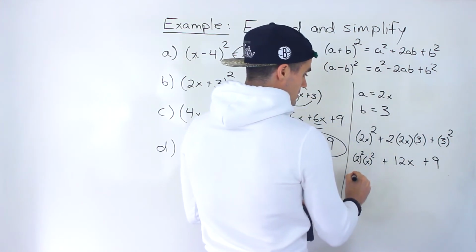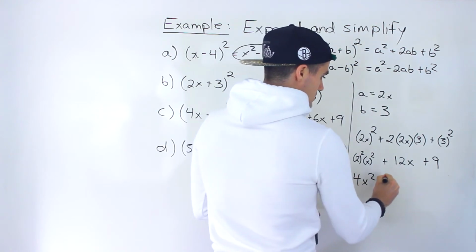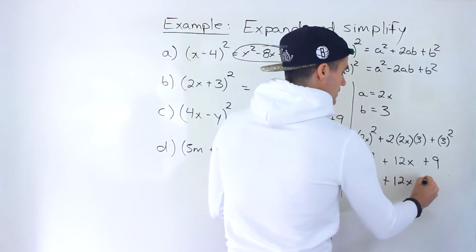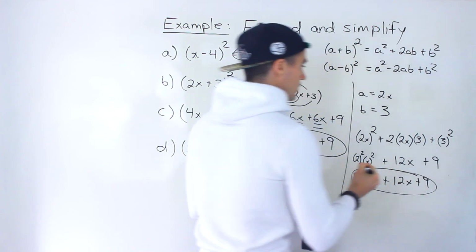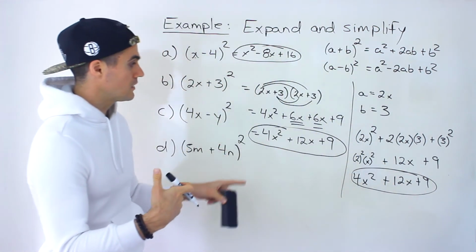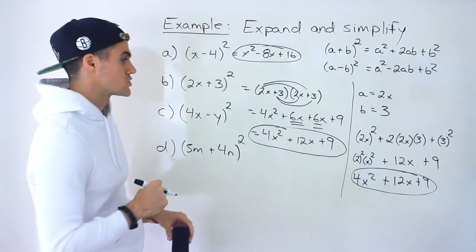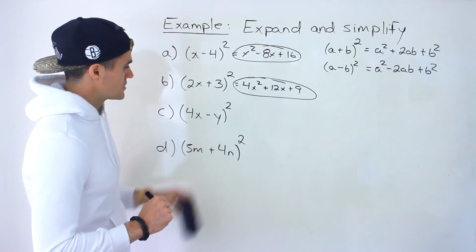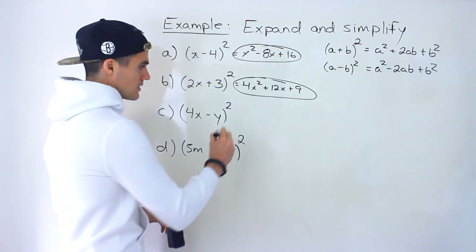This here, 2 to the power 2 is 4. X squared plus 12x plus 9. So notice that when we use the formula, we end up with the same solution. So now moving on to part C, we got 4x minus y to the power 2.